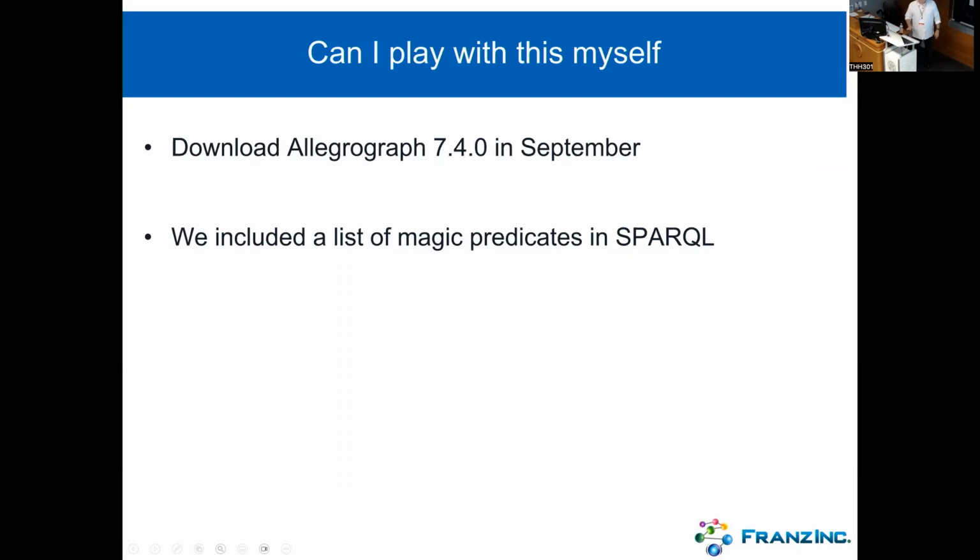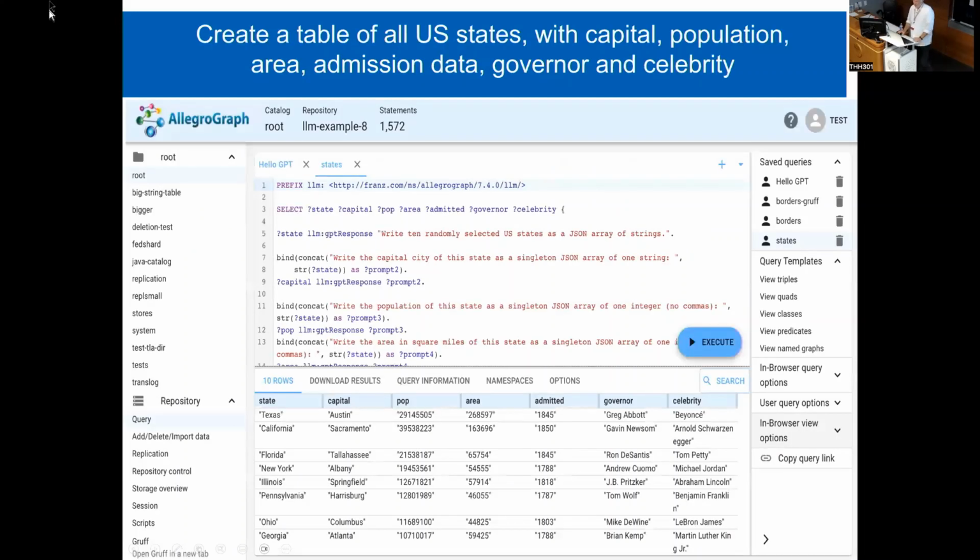This month and next month we'll have a new version of Graph, and you can actually play with it yourself if you want to. Actually, I also have a hosted version of that where we embedded a lot of ChatGPT capabilities, or LLM capabilities, directly into our query language called SPARQL. For example, we can say, I want to create a table of all US states, capital, population, area, admission date, governor, and the celebrity.